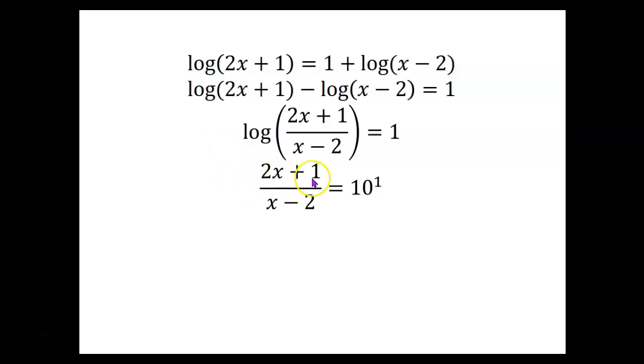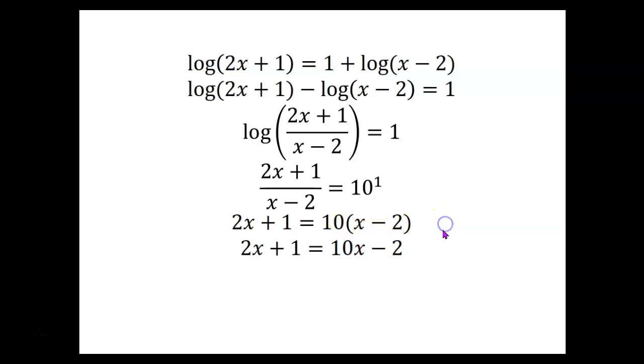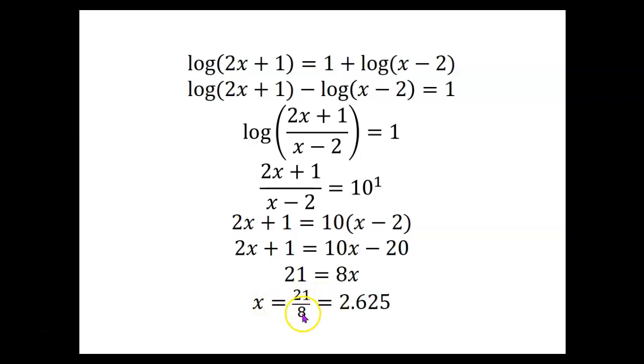10 to the log is just (2x plus 1) over (x minus 2), and then on the other side, 10 to the 1 power would just be 10. Then get rid of the fraction by multiplying both sides of this equation by the denominator x minus 2. Then multiply out the 10 times (x minus 2) to get 10x minus 20. And then finish solving from there. Add 20 to both sides, subtract 2x on both sides. You get 8x equals 21. Divide both sides by 8. X equals 21 over 8, or 2.625.